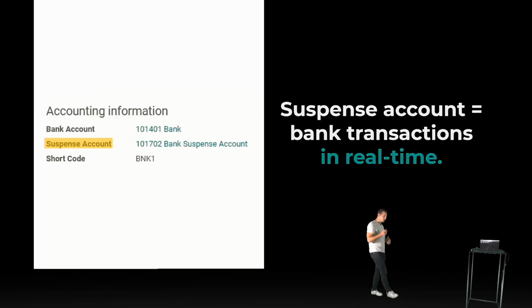That's why the first thing that we added is that on every bank journal you can now specify a suspense account. What is great about this suspense account is that from the moment you synchronize your bank and we import all your bank transactions, they are immediately posted. The advantage of this is that your bank account is immediately updated on the balance sheet so that there is always a synchronization between your bank statements and your balance sheet. And the counterpart will be the suspense account.